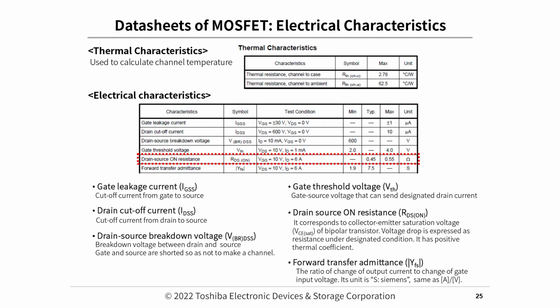Datasheets of MOSFET electrical characteristics. The first table provides thermal characteristics used to calculate channel temperature. The second table summarizes the electrical characteristics of the MOSFET. For example, gate threshold voltage is included.